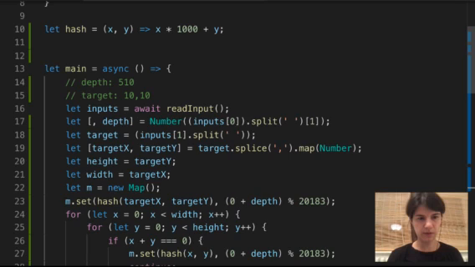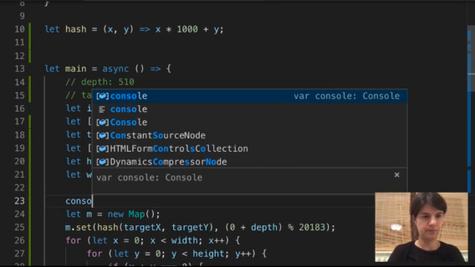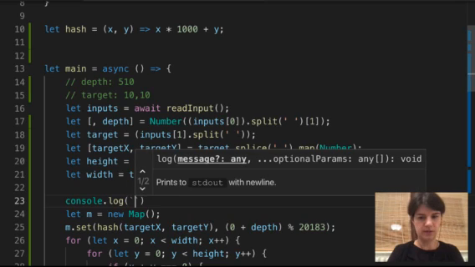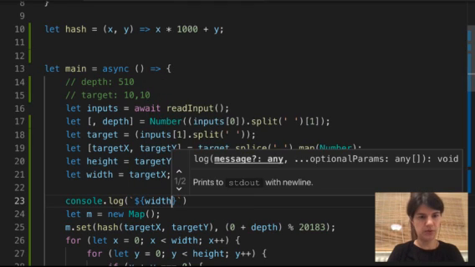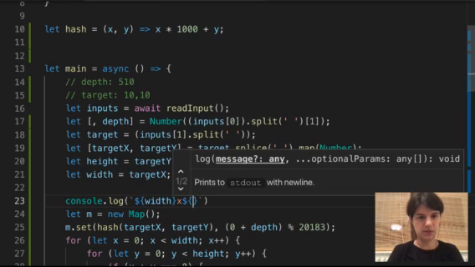Console.log width times height. All right, Node day 22.